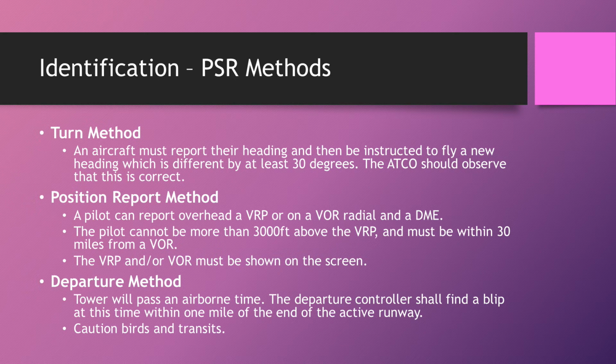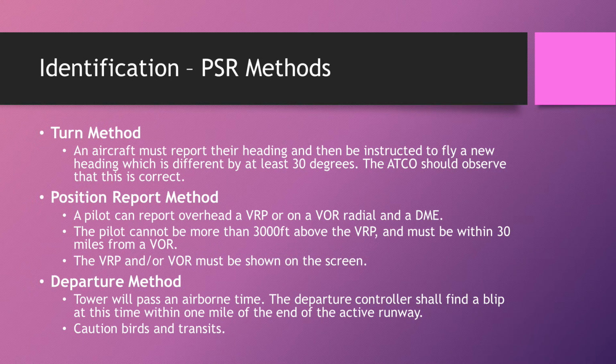Moving on to the position report method, it's where you identify a pilot when they report either overhead of a VRP or on a VOR radial with an associated DME. The pilot cannot be more than 3,000 feet above the VRP, or it's deemed to be too inaccurate. And if it's from a VOR, the pilot must be within 30 miles of the VOR. And the VOR and or the VRP have to be shown on your screen to be used for identification.